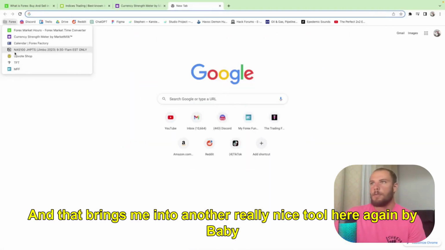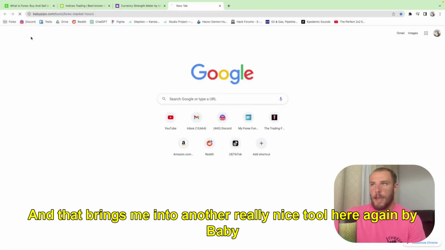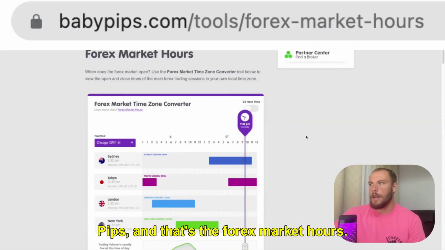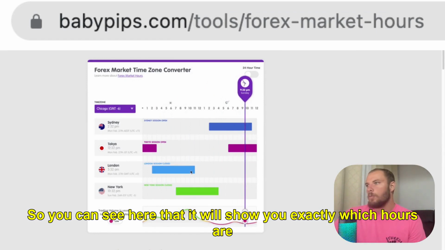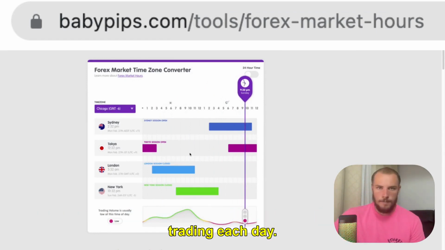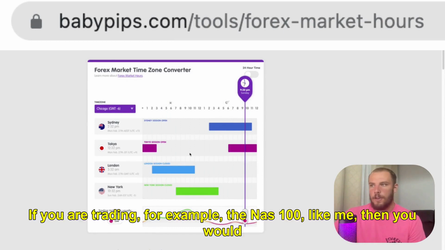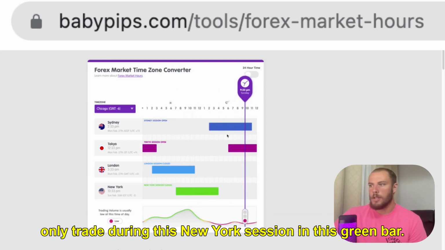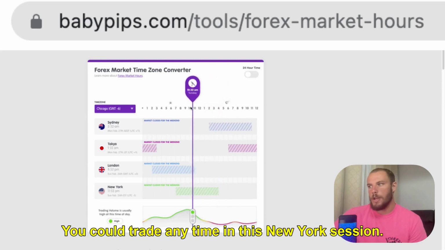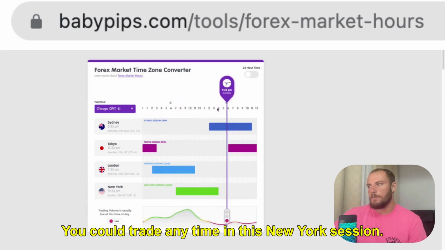And that brings me into another really nice tool here, again, by Baby Pips, and that's the Forex market hours. So you can see here that it will show you exactly which hours are trading each day. If you are trading, for example, the NAS 100 like me, then you would only trade during this New York session in this green bar. You could trade anytime in this New York session.